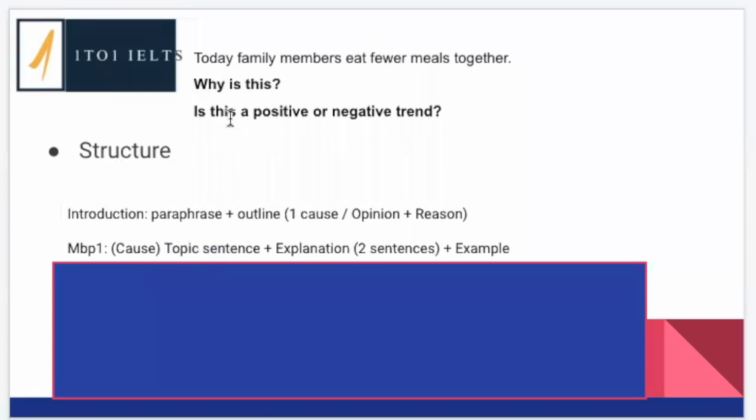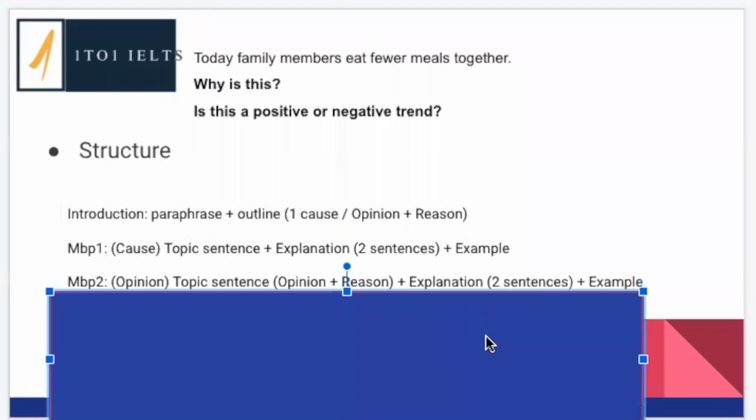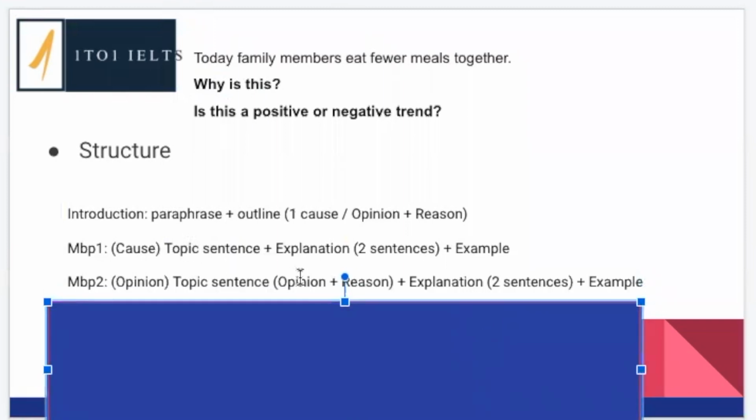The main body paragraph 2 is the structure of an opinion paragraph. What should the structure of an opinion paragraph look like? Basically our topic sentence. We're going to again explain in 2 sentences of explanation, and we're going to have an example. Our topic sentence needs to give our opinion and the reason. Don't make the common mistake of just writing your opinion. We need to give our opinion plus reason. So no naked opinions. We're going to give 2 sentences of explanation and an example. So you will see the structure here is very similar.